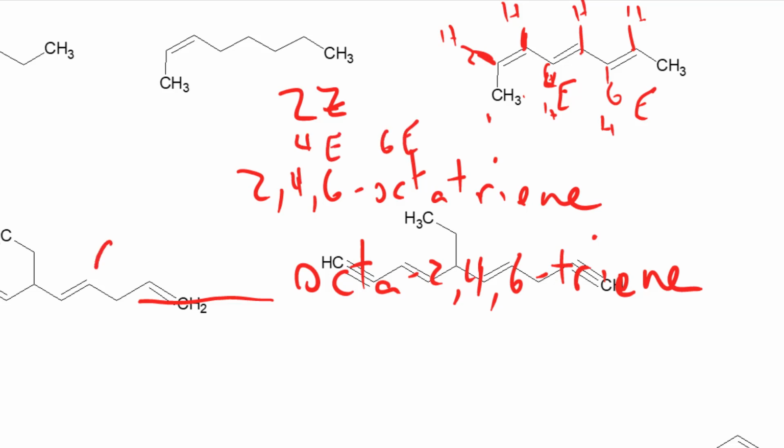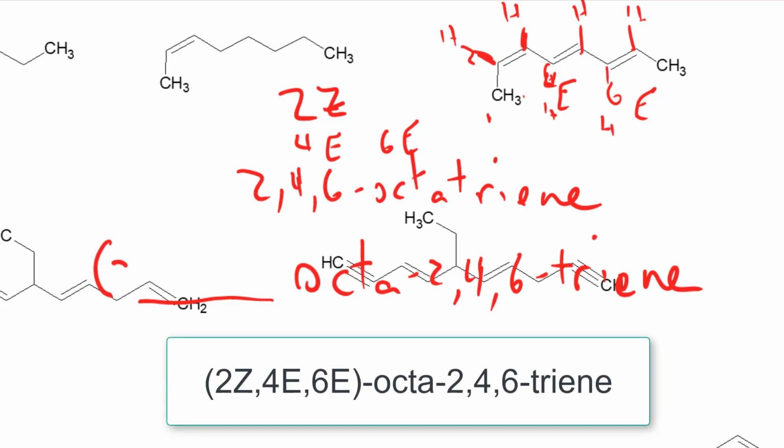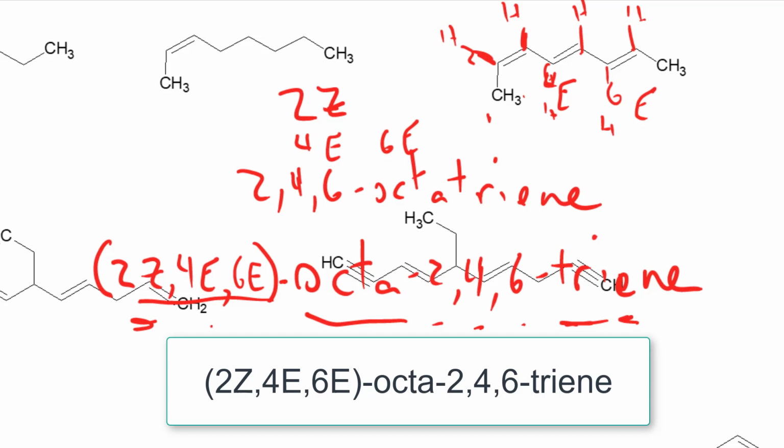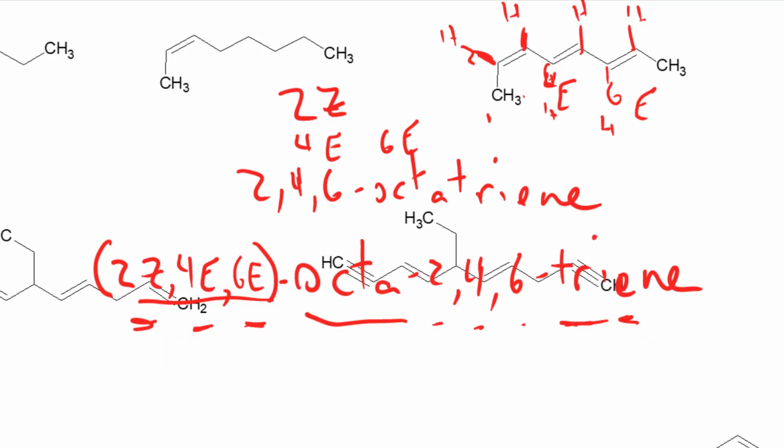And so in order to write that, I'll put a bracket here, and I will put the 2Z, comma, 4E, comma, 6E. And so this will tell me that I have an 8 carbon chain. I have 3 double bonds. They are in the 2, 4, and 6 position. And as well, the 2 position is a Z conformation, the 4 position is an E conformation, and the 6 carbon double bond is an E conformation as well.